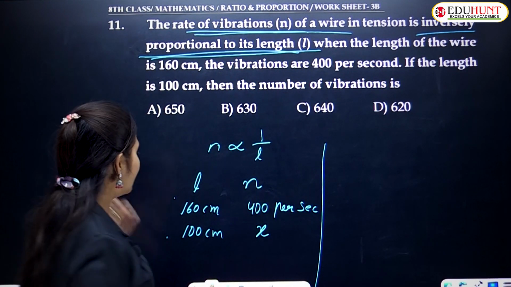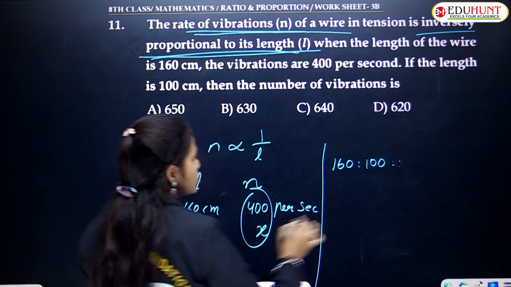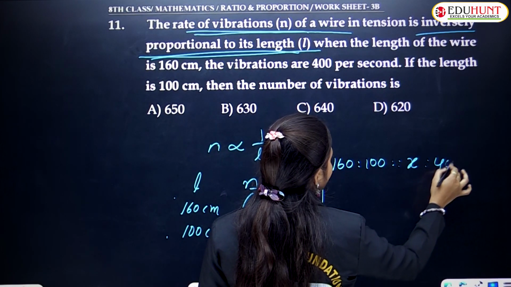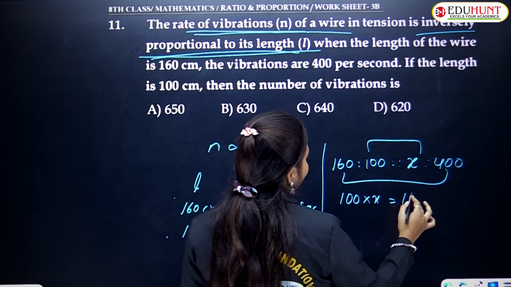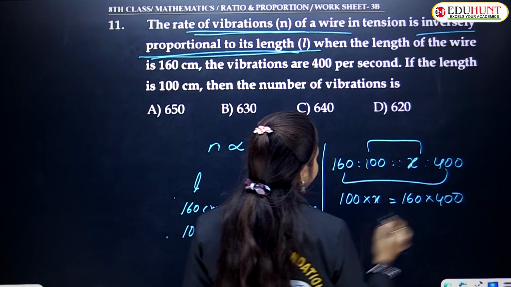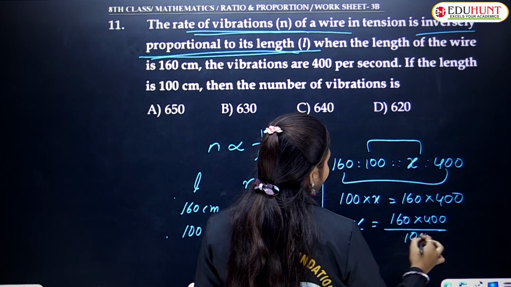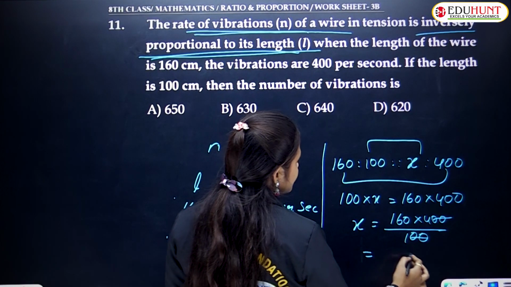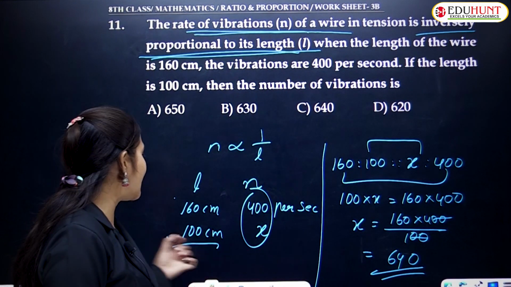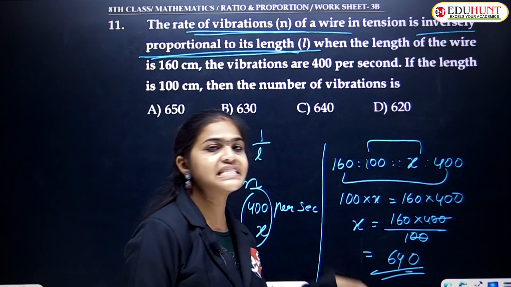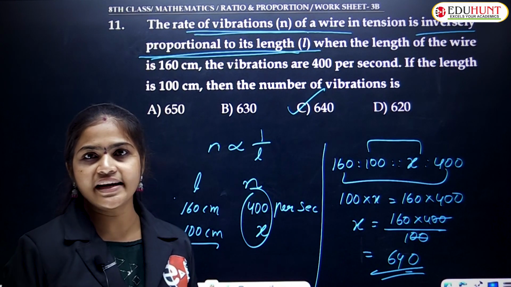So as per this, 160 is to 100 as the inverse ratio of 400 and x is to 400. 100 into x is equal to 160 into 400. x is equal to 160 into 400 whole by 100. 2 zeros get cancelled. 4 0 0, 16 4s are 64. So 640 vibrations. If the length of the wire is 100 centimeters, then the number of vibrations will be 640. Which option is correct here? Yes, option C is correct, that is 640.